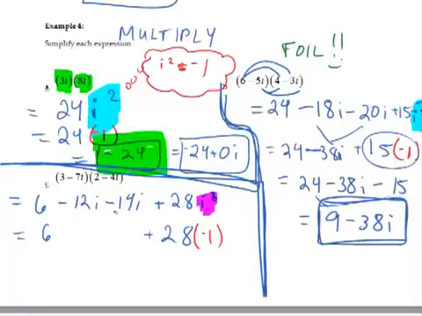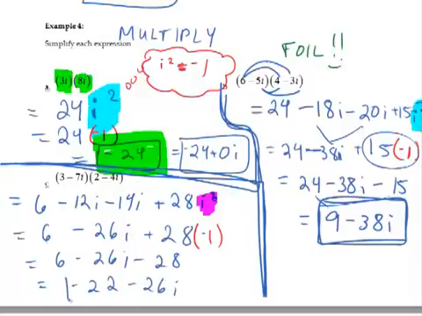And we'll combine the middle terms. So we have negative 26i. 6 minus 26i minus 28. So we have negative 22 minus 26i as our simplified form.